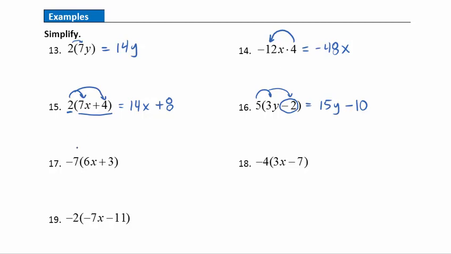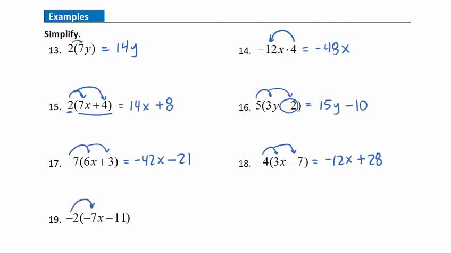All right, question 17. Here I'm distributing a negative 7. So let's see, negative 7 times positive 6x would give me negative 42x, and then negative 7 times positive 3 would give me a negative or minus 21. 18, distributing a negative 4. Negative 4 times positive 3x will give me negative 12x. And now negative 4 times negative 7, notice that's a double negative, negative times a negative, that's going to give us a positive or plus 28.